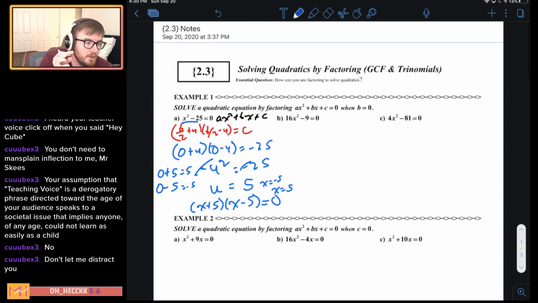The buzzword for this is a difference of squares. Difference meaning subtraction, squares meaning perfect squares. So I'm subtracting perfect squares. 16 and 9, 25 and 4, 36 and 49. I'm subtracting perfect squares.